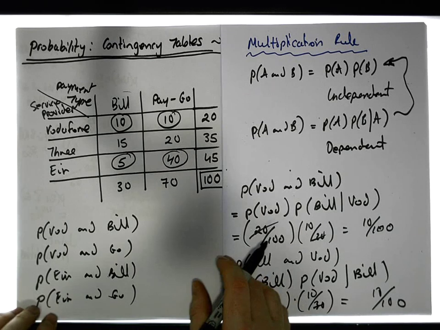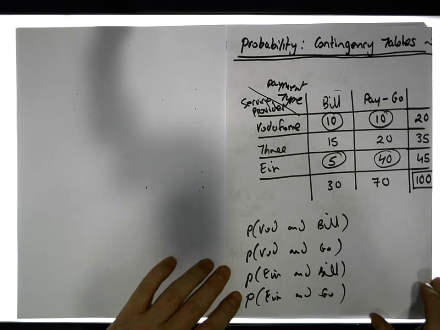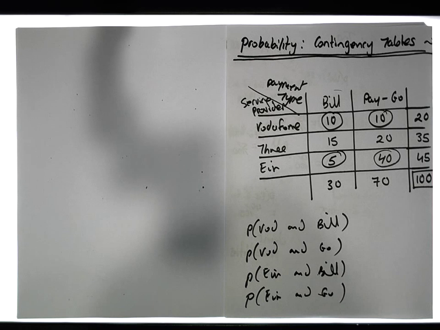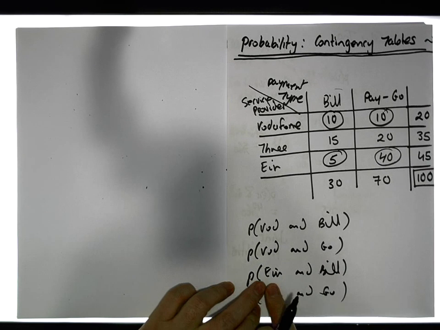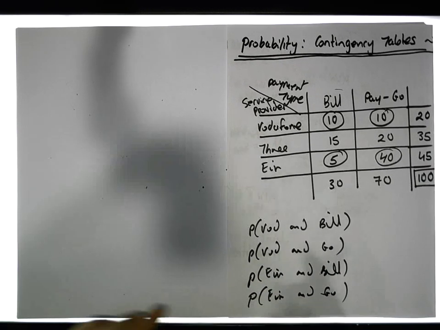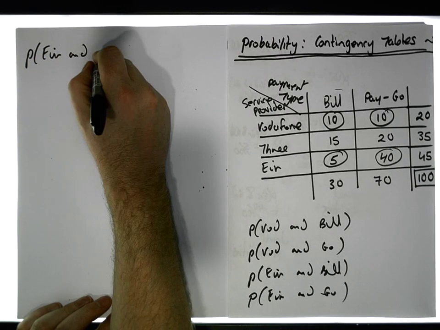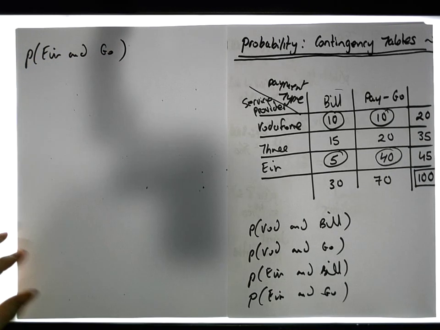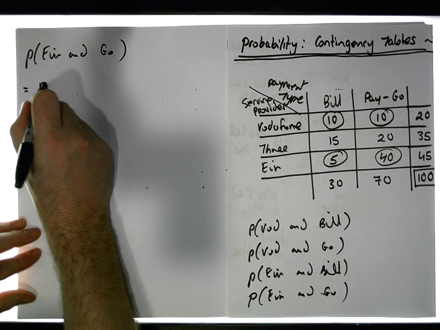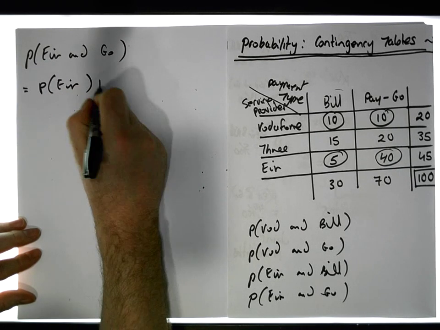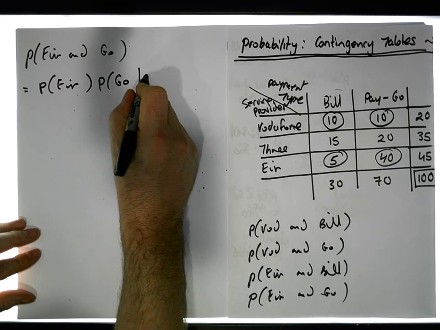We can continue on. We can do more of these probabilities. Let's say we want to know what's the probability that they're an air customer and a Go customer. Well, in this case, it's the probability that they're an air customer times the probability that they're a Go customer, knowing that they're an air customer.